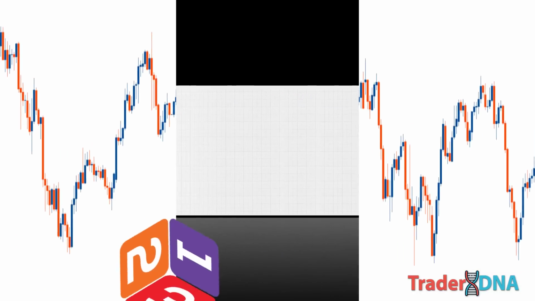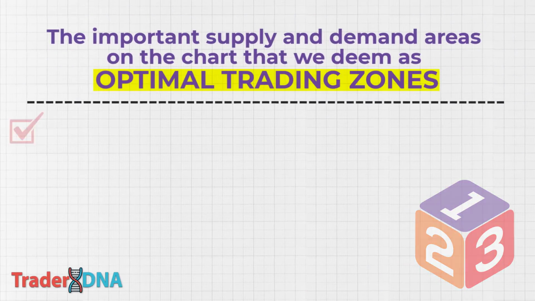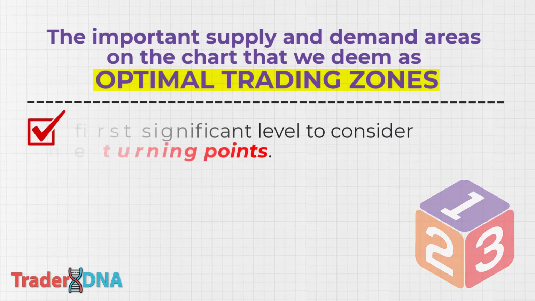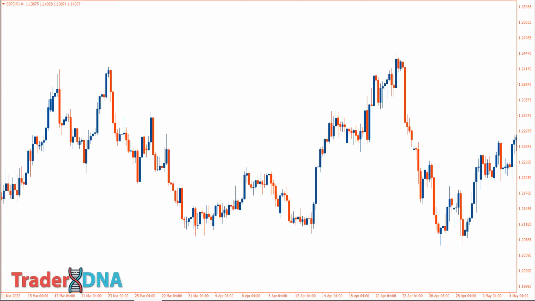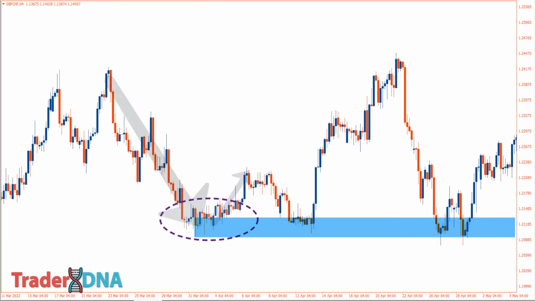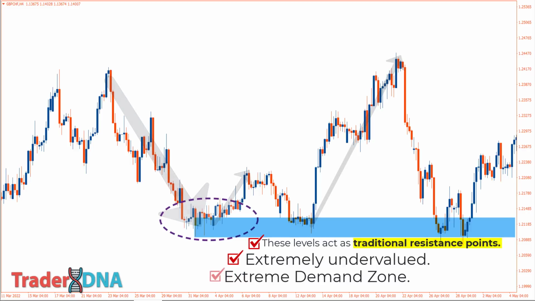Now, let's delve into some of the important supply and demand areas on the chart that we deem as optimal trading zones. The first significant level to consider is the turning points. In this example, on the 4-hour time frame chart, as you can see, the market was experiencing a long-term downtrend until it reached this specific price level, where the trend reversed. These levels act as traditional resistance points. However, what holds greater importance for us is this turning point, which the market perceives as extremely undervalued. This is why we identify this level as an extreme demand zone. If the price reaches this level once again, it could potentially present a perfect trading opportunity.